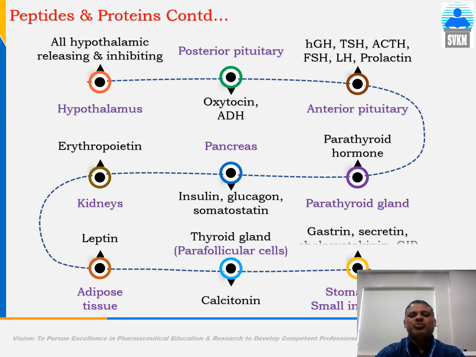And the last example of the peptide and proteins is the stomach and small intestine, which release gastrin, secretin, cholecystokinin, that is CCK, and GIP, gastrointestinal inhibitory peptide. These are some examples of the peptide and protein hormones under the water soluble hormone category.